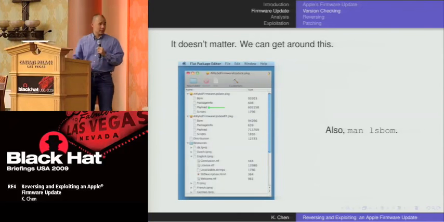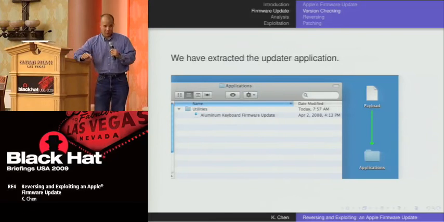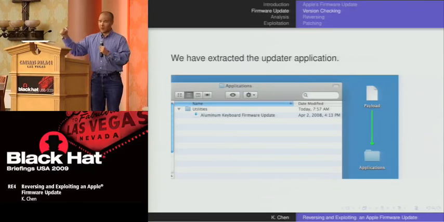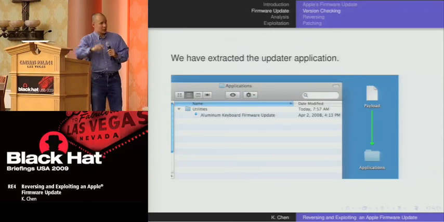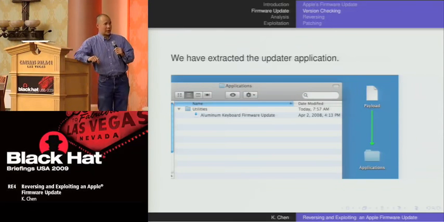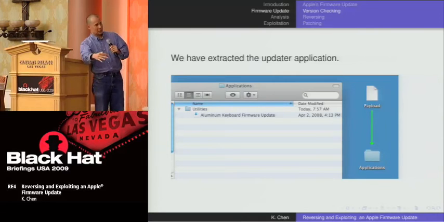So in order to extract this payload file out of this .pkg, what we can do is click on it and drag it to the desktop. Then we double-click that payload file, and we'll just let the Finder extract it for us. It creates a directory called Applications, and within Applications, a directory called Utilities, and within Utilities, there's an Aluminum Keyboard Firmware Update application.